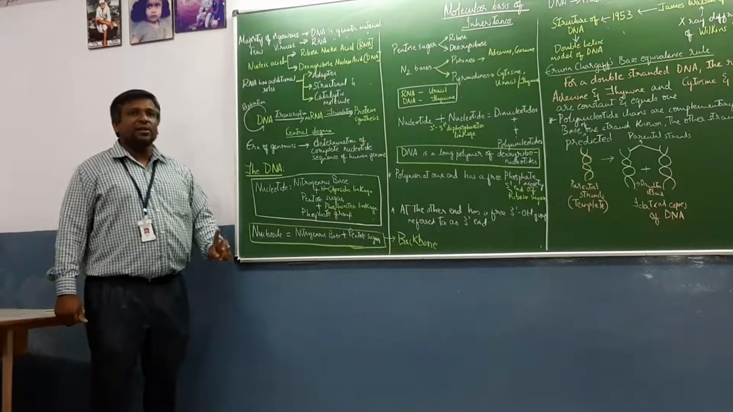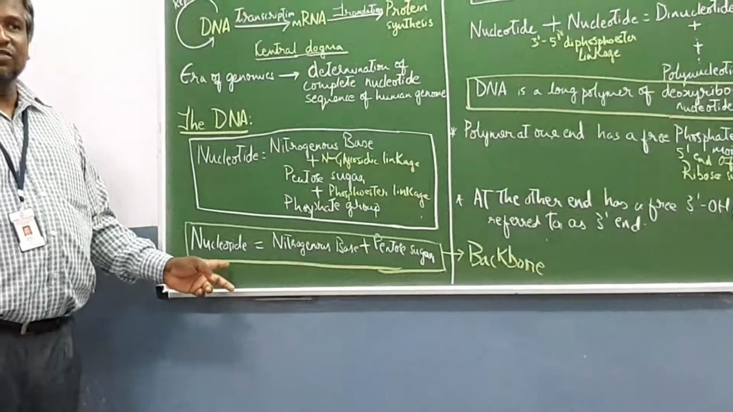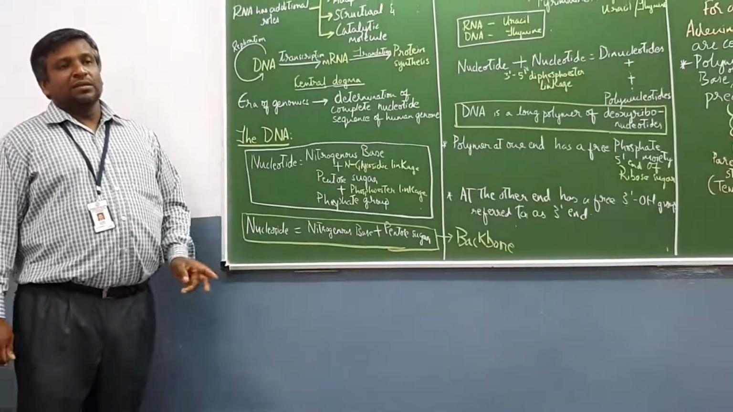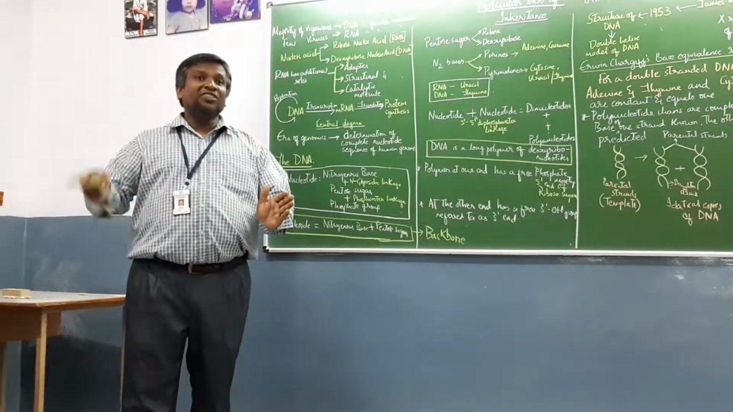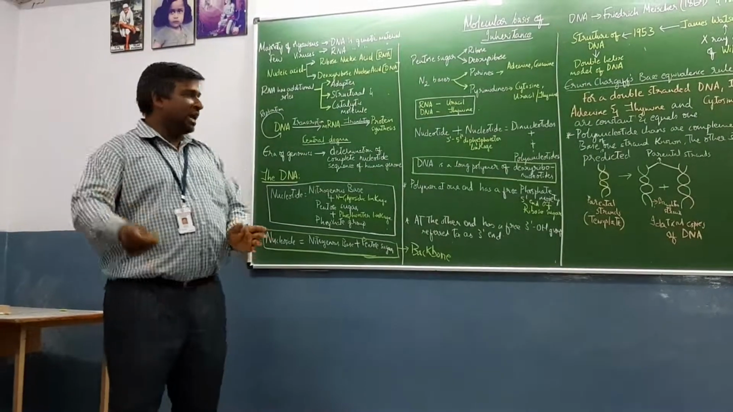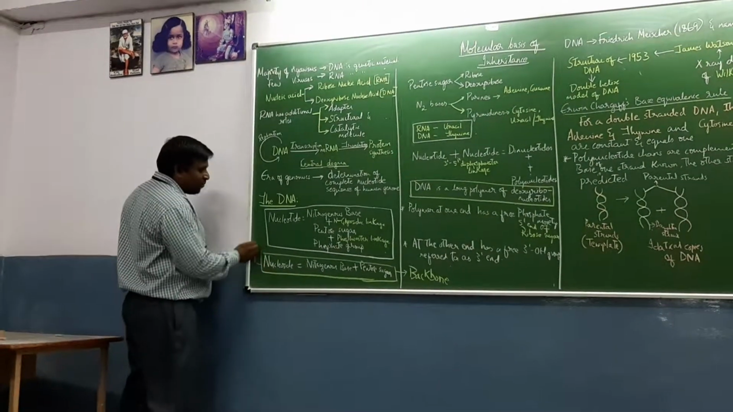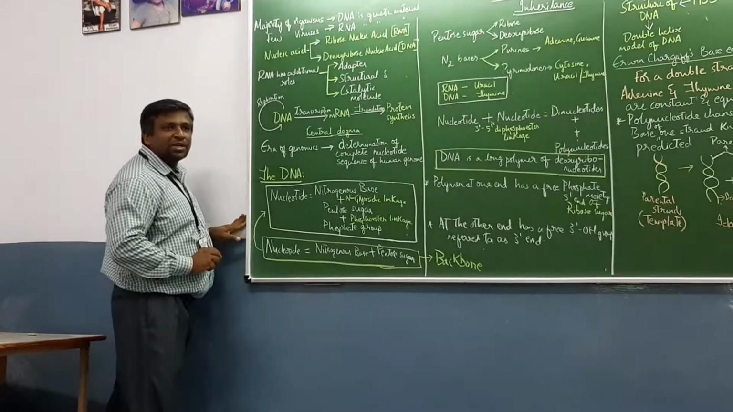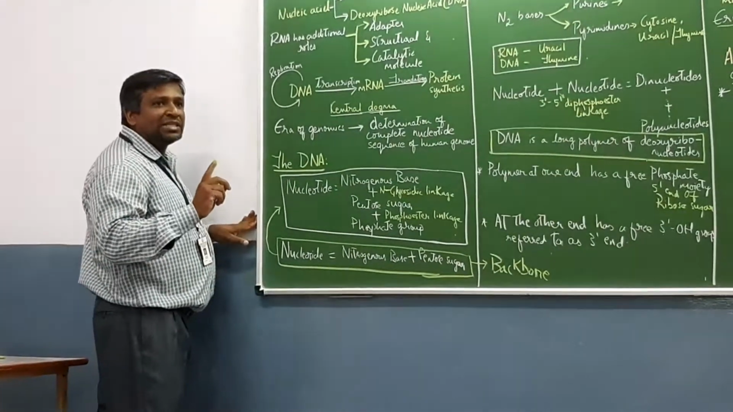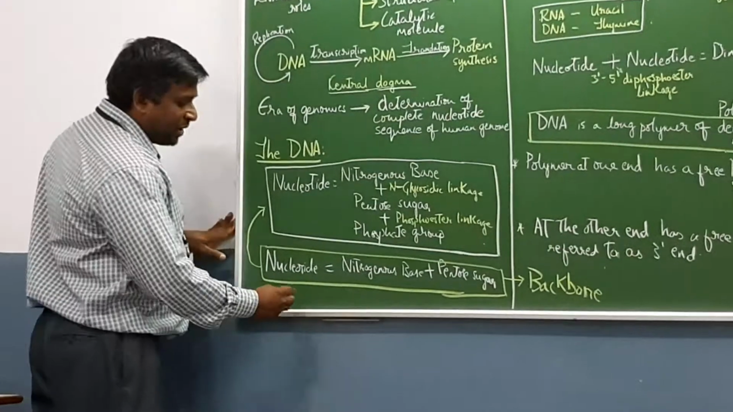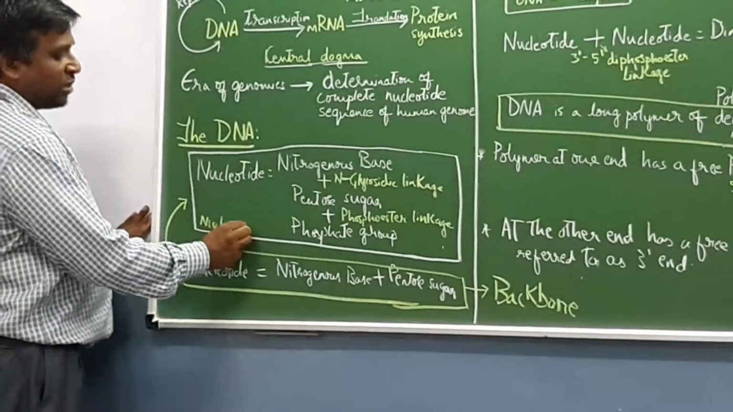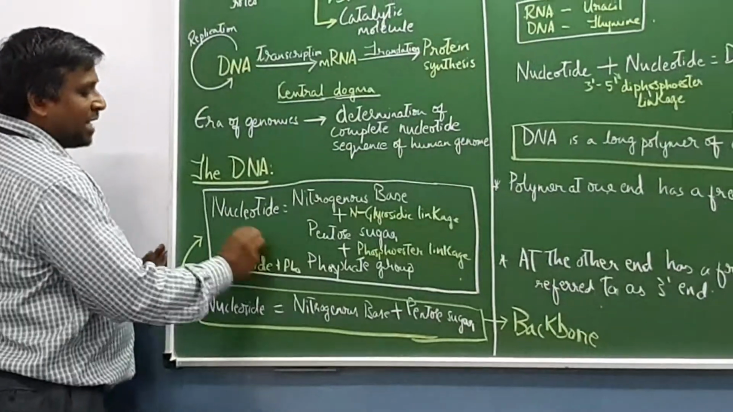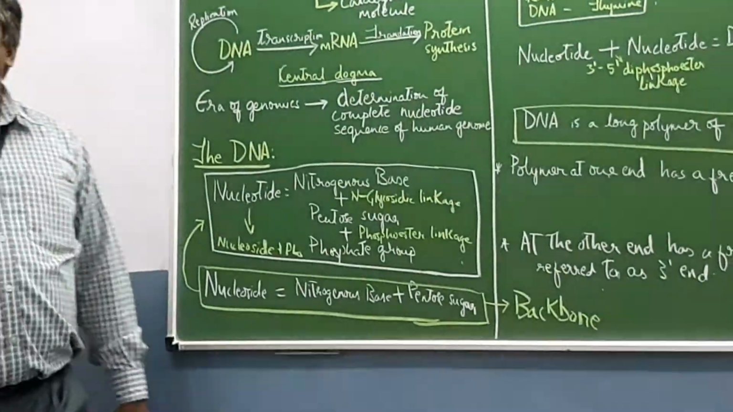If we consider only nitrogenous base and pentose sugar, what can we call this? We call it a nucleoside. Nitrogenous base plus pentose sugar, we call it a nucleoside. If it has a phosphate group, we call it a nucleotide. So, nucleotide equals nucleoside plus phosphate. That is another definition of nucleotide.